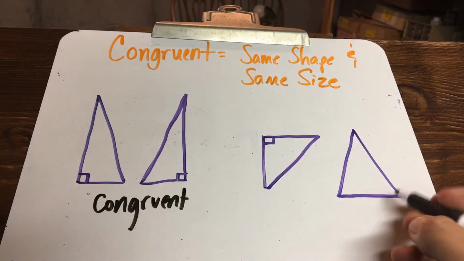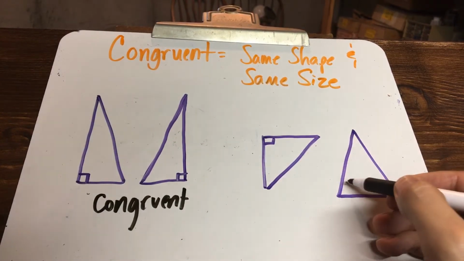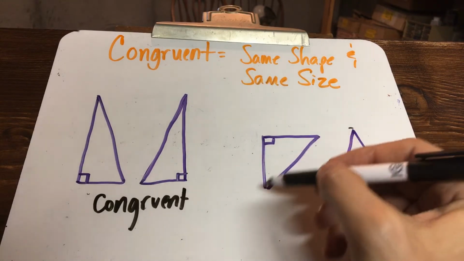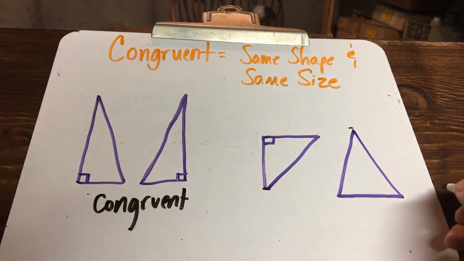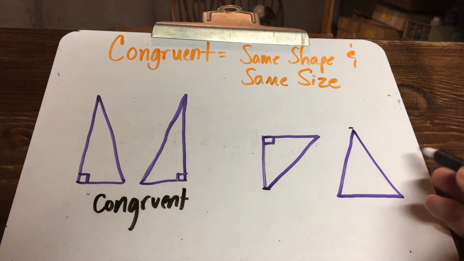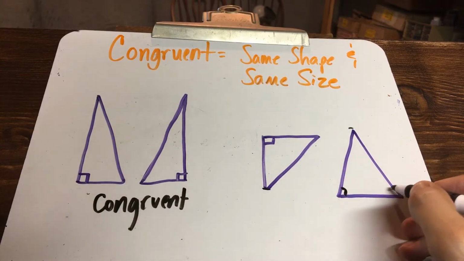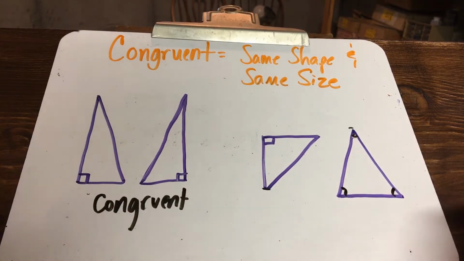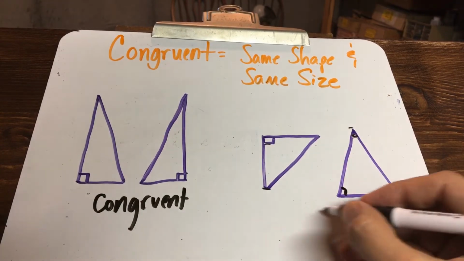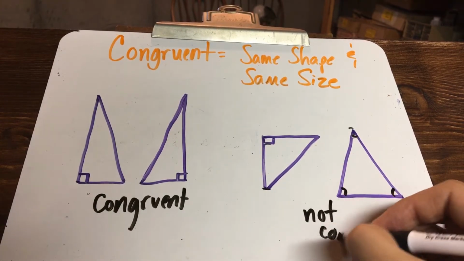But here you have, like, this triangle does not have a right angle, right? They both appear to be the same height, like they're about the same height. So they might kind of be the same size, but they are not the same shape, right? Those are all acute angles, and this has a right angle in it. So these are not congruent.